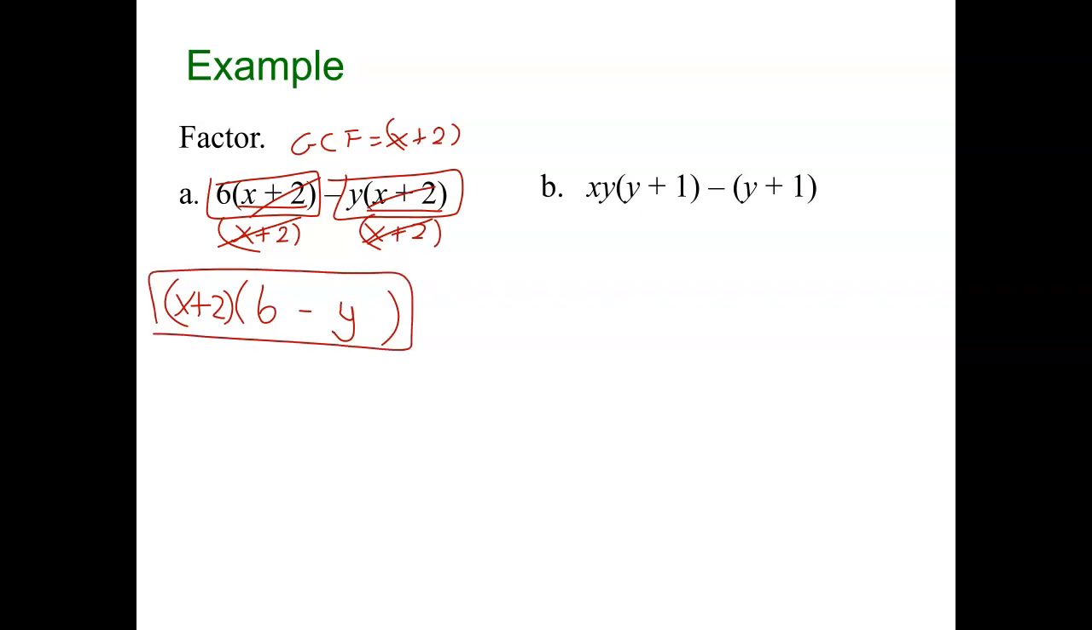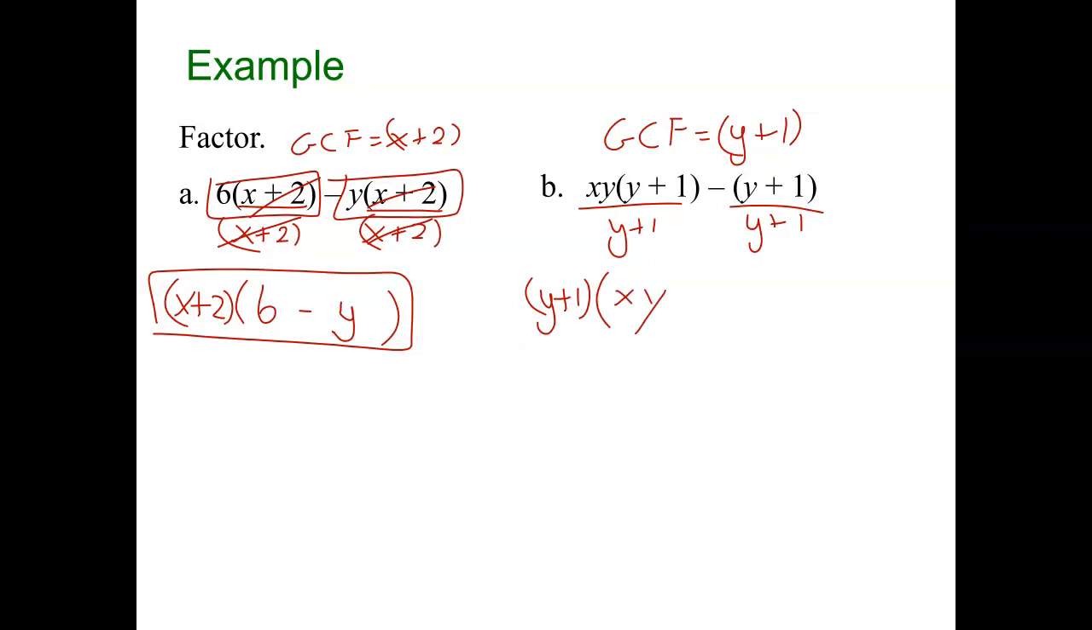What's my greatest common factor for b? y plus 1. Right? My GCF is y plus 1. So I'm going to write my GCF and then I'm going to start a new set of parentheses. What's left in the first term after I factor out the y plus 1? xy. What's left in the second term after I factor out y plus 1? Negative 1. Divide something by itself, it's 1. And since it's minus, now it's factored.